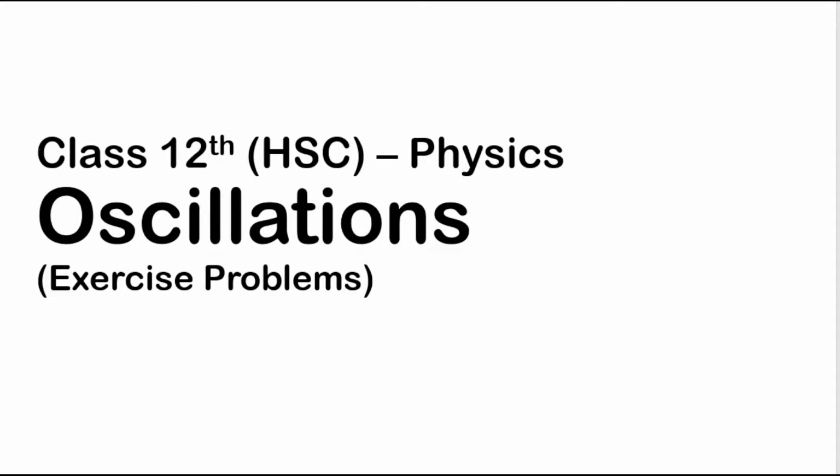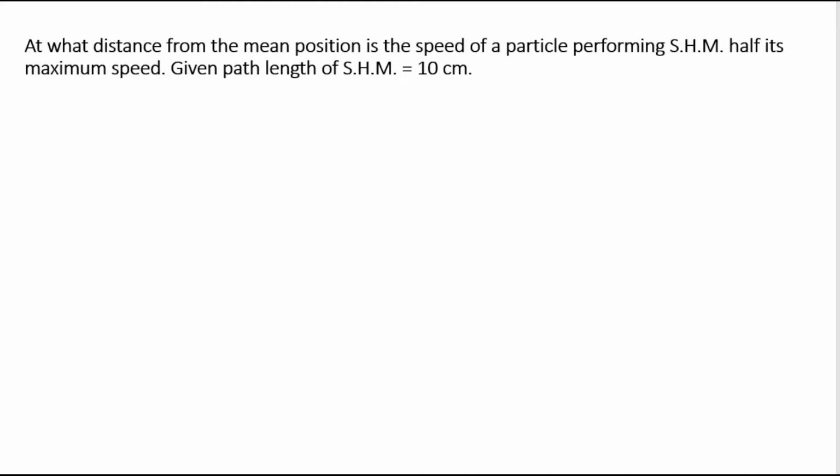Today we'll solve the numericals of class 12th physics chapter 5, oscillations. Let's look at the first sum. At what maximum distance from the mean position is the speed of the particle performing SHM, that is simple harmonic motion, half its maximum speed? Given path length of SHM is 10 centimeter.